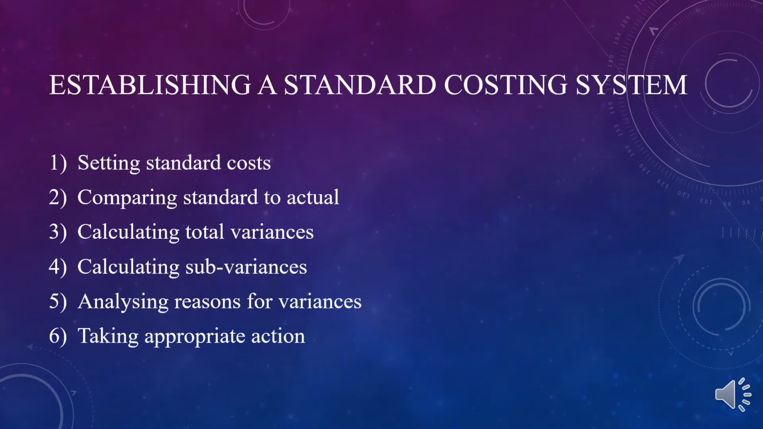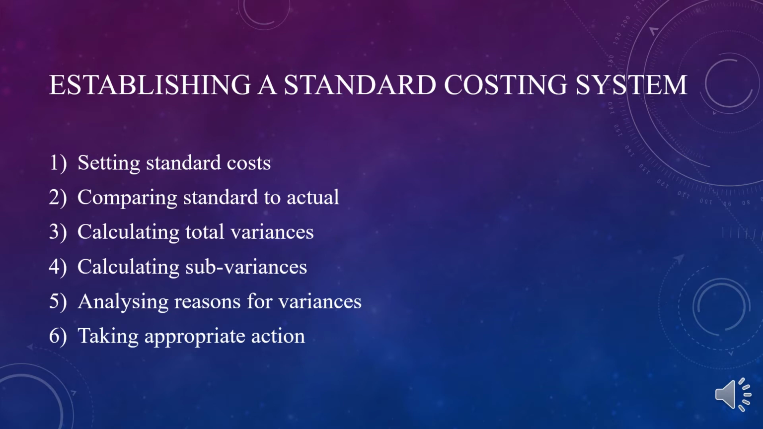When establishing a standard costing system, there is a process to be followed. First of all, collect the data and set the standard cost. Getting the correct standard is vital. Generally, two types of standards are available: ideal standard and attainable standard. Next is to wait till the actual costs are incurred. Afterwards, the standard cost can be compared with the actual cost.